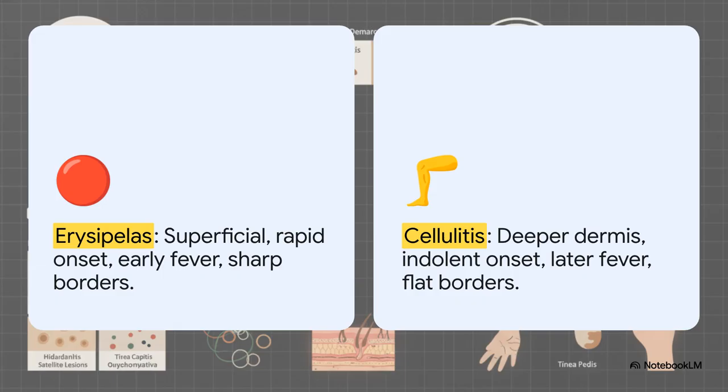Notice how those anatomical depths translate into real-world symptoms. Erysipelas hits fast. I mean really fast. You get a rapid onset and early fever. And because it's so superficial, you get these raised, sharply demarcated borders. It's almost always Strep pyogenes. Cellulitis, being deeper, is way more indolent. It brews over days, the fever comes later, and the edges, they're flat and poorly demarcated. And if the vignette happens to mention purulent drainage or pus, stop right there. Pivot straight to a Staph aureus or MRSA abscess.